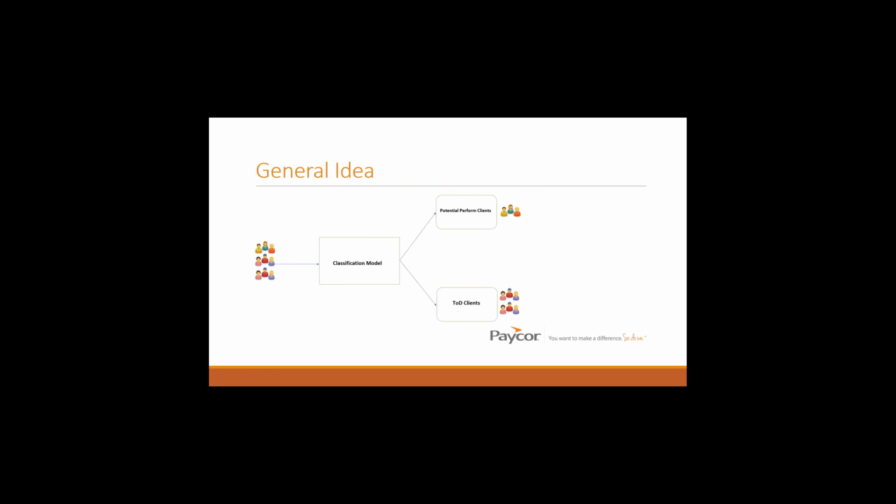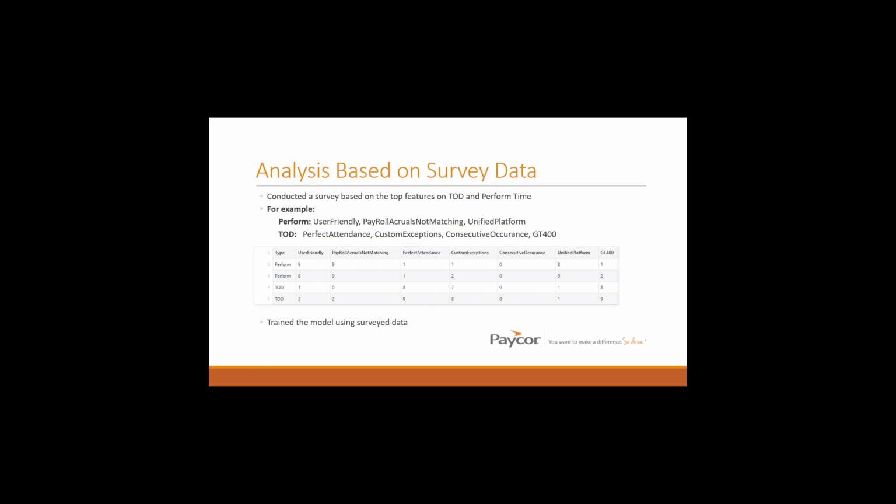So this is what we want to do. We have a bunch of customers, and this is our classification model. This is the place where your brain will be. This is the magic box where your logic will come. You don't have to write it, it will come by itself. And then at the end of the day, it will predict those who are the potential perform clients versus those who are the TOD people, the people who want to stay in TOD.